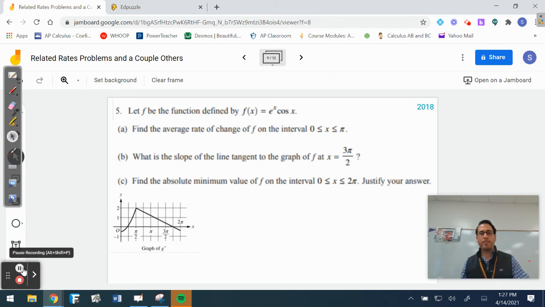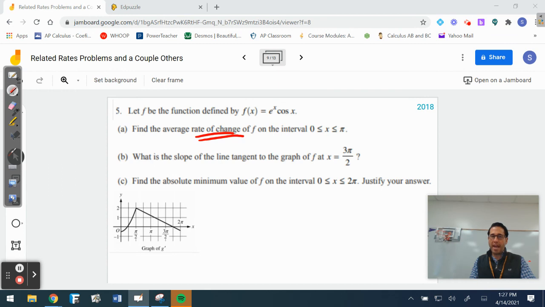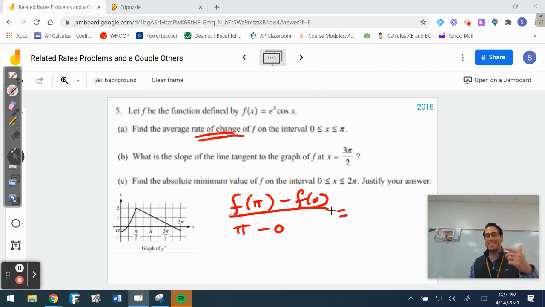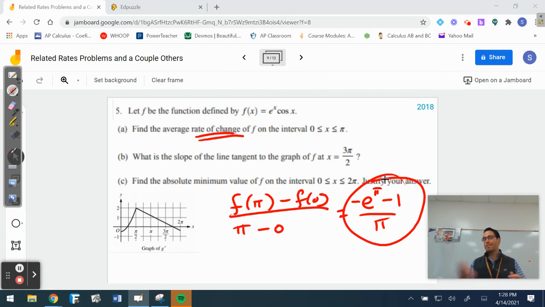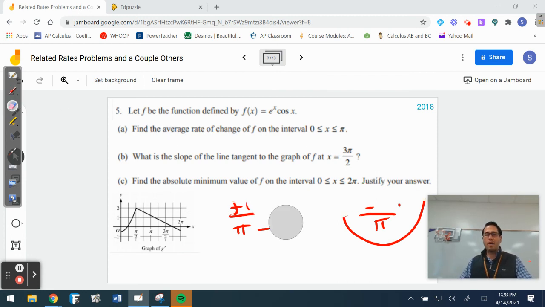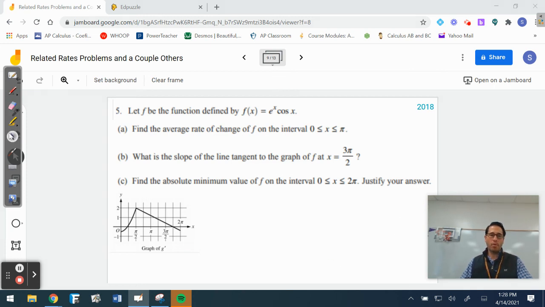It says find the average rate of change of f. Okay, it's not average value, it's average rate of change. So that'd be f of pi minus f of 0, all over pi minus 0. They just wanted to know that you knew that is exactly what it meant. If you plug in everything, you get negative e to the pi minus 1 all over pi. Problem done. It was only worth a point, but they're just testing us there. If that doesn't show up on a free response, it will definitely show up in a multiple choice question, okay?